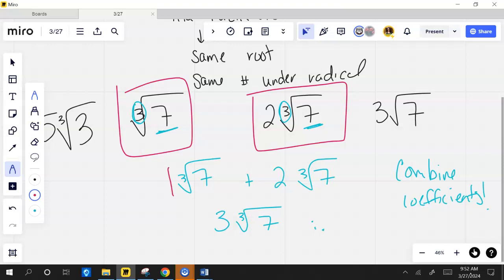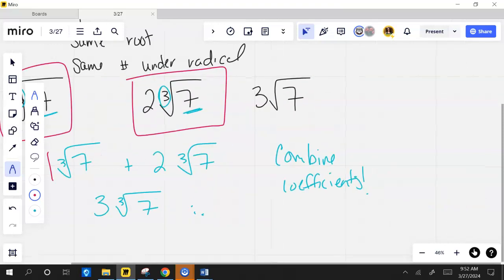Okay. Now, they're not going to look like this when you get them. Of course, it's going to be harder than that, right? We're going to have to simplify them. So we'll have to simplify them and get them to look like the like radicals that they are before we can combine them. So let me show you an example. We'll start easy.